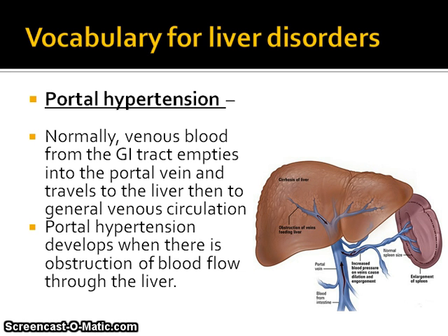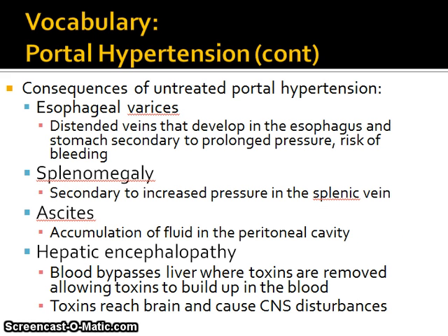So portal hypertension, normally we have venous blood from the GI tract that gets dumped into the portal vein, and then it goes to the liver to go through circulation and get filtered. Portal hypertension develops whenever the nodules or scar tissue is blocking or obstructing the blood flow, so it can't get out of the vessel and into the liver. That backup of blood then causes the pressure to increase and causes hypertension there. If it's not treated, then it's going to lead to other complications.